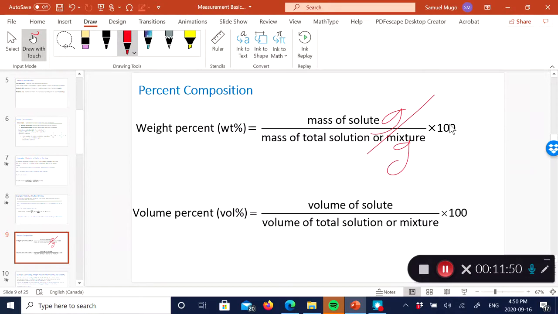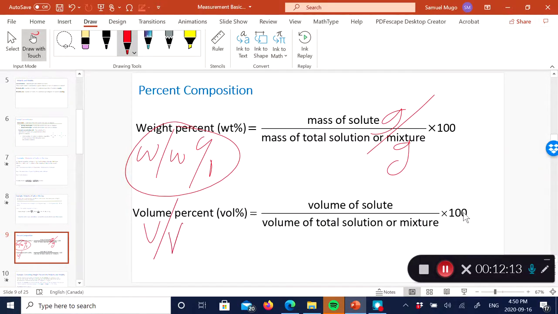And so sometimes people would call it weight percent, and sometimes they would represent it like that. Now, the other type of percent is a volume percent, which is the volume of the solute divided by the volume of the solution, which is solute plus solvent, times 100. And so sometimes people will represent it as volume percent.